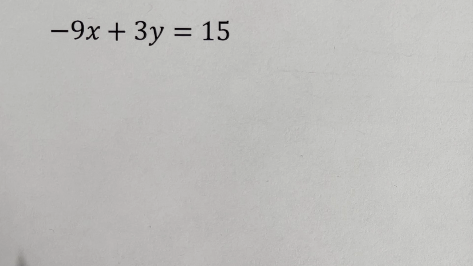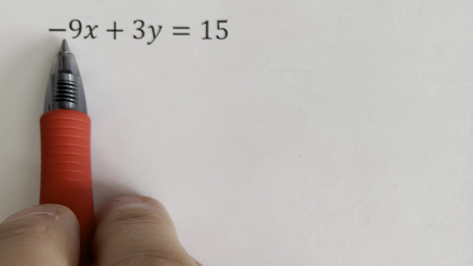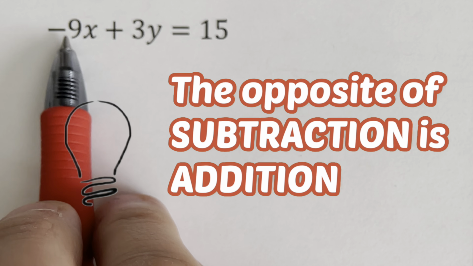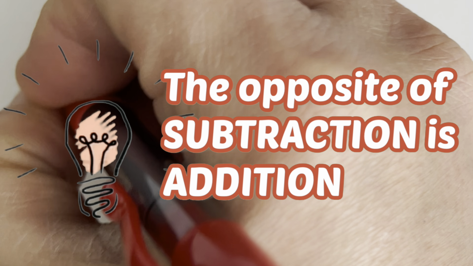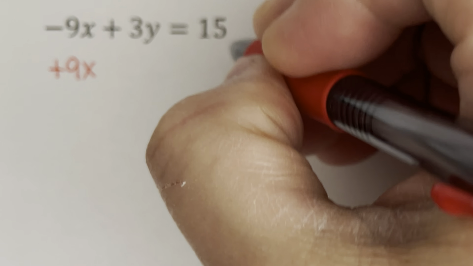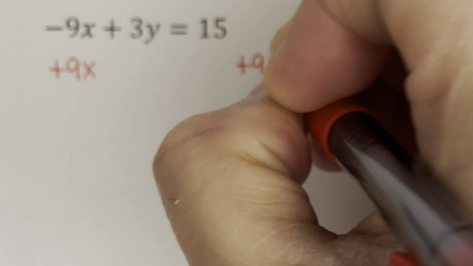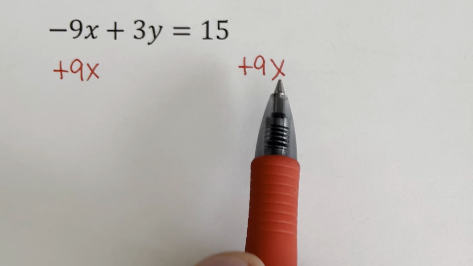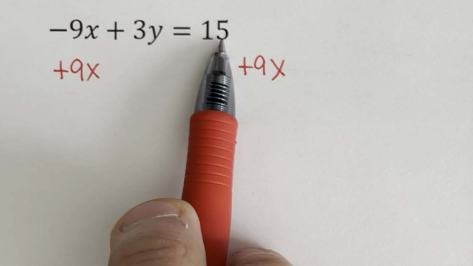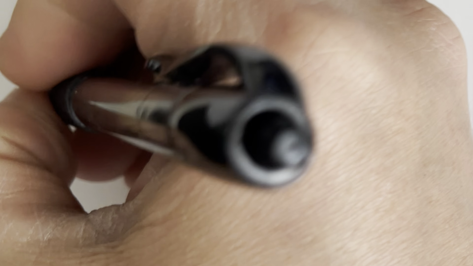Since this is a minus 9x, or subtract 9x, remember that the opposite of subtraction is addition. So we add 9x to both sides, plus 9x. Now you see I did not put them next to each other because they are not like terms. This one is an x, this 15 doesn't have an x. So I can go ahead and cross this out.